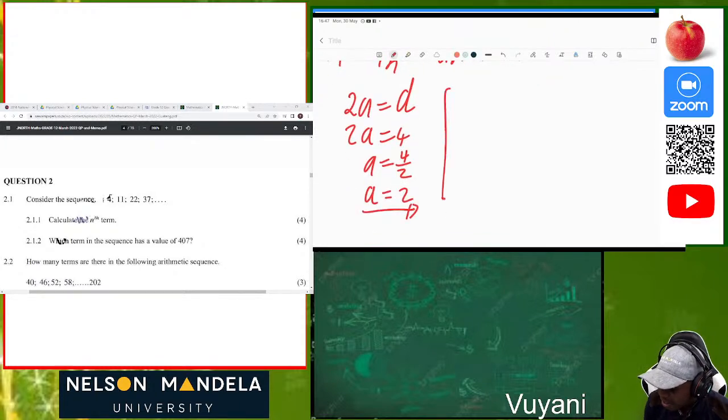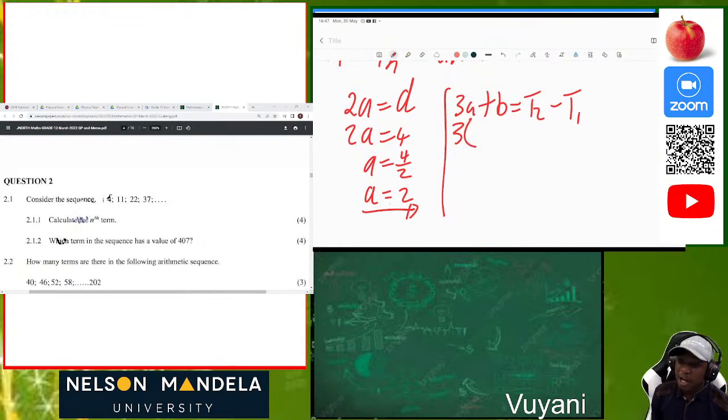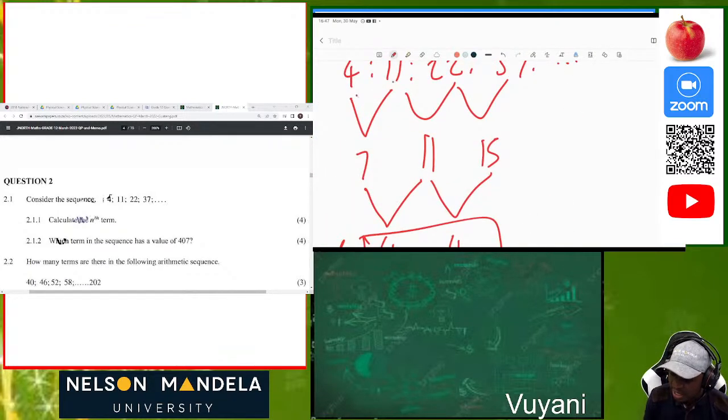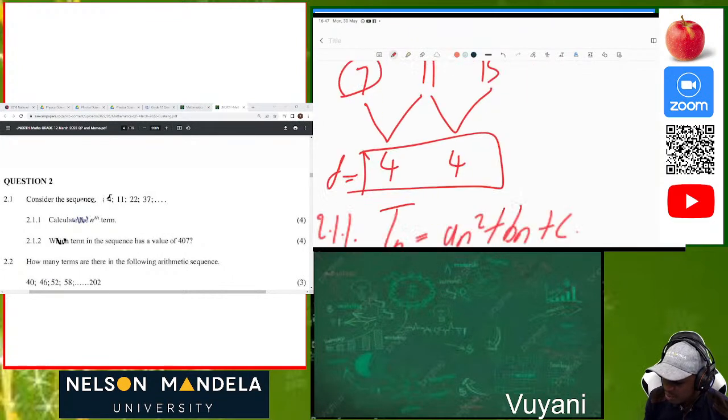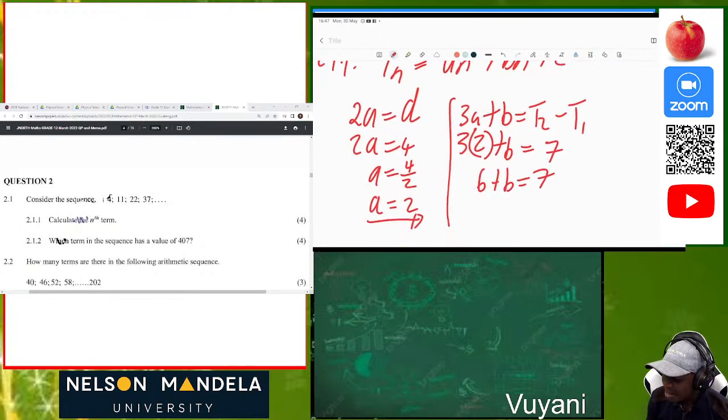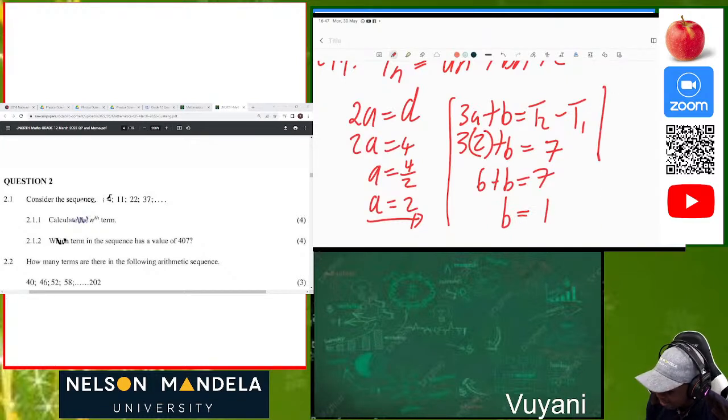Now we want the value of b. Then we say 3a plus b is equal to t2 minus t1. What is our a? Our a is the value which we have already calculated, in this case 2. So it's 3 times 2 plus b is equal to t2 minus t1. We got t2 minus t1 here, and it was equal to 7. Then we substitute nicely: 3 times 2 is 6 plus b is equal to 7. Then make b the subject of the formula. Then b is equal to 7 minus 6, which is equal to 1.